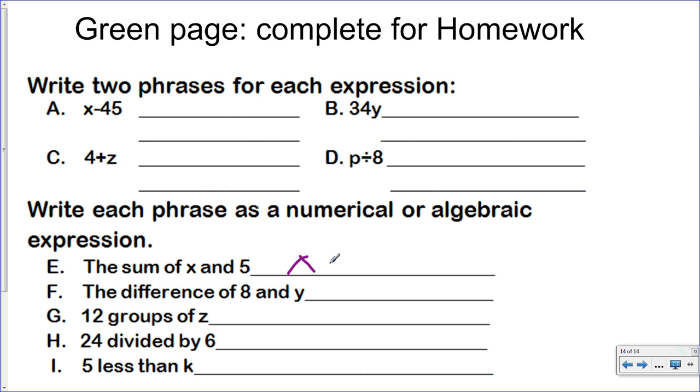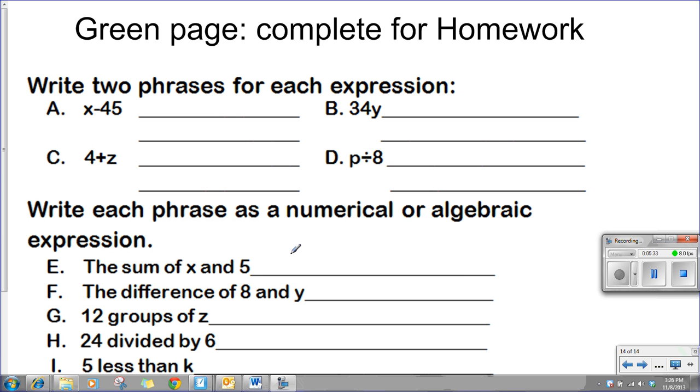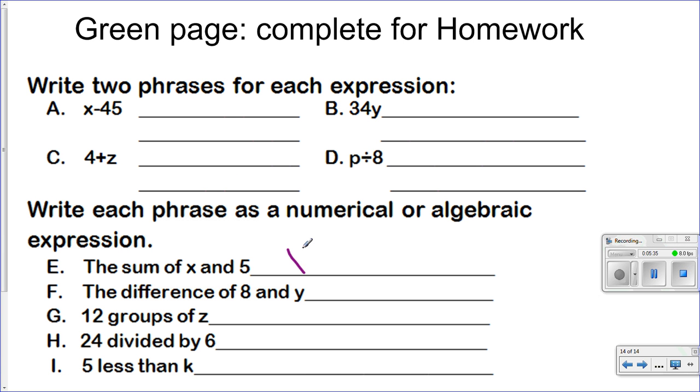We'd have our X plus 5. That does not look very good. Okay, this would be the sum of X and 5. The difference of 8 and Y. 12 groups of Z would actually mean I need to take Z and divide it to make 12 different groups.